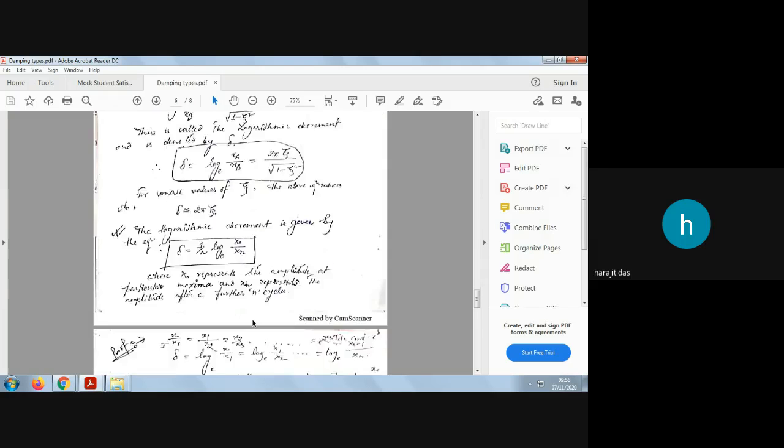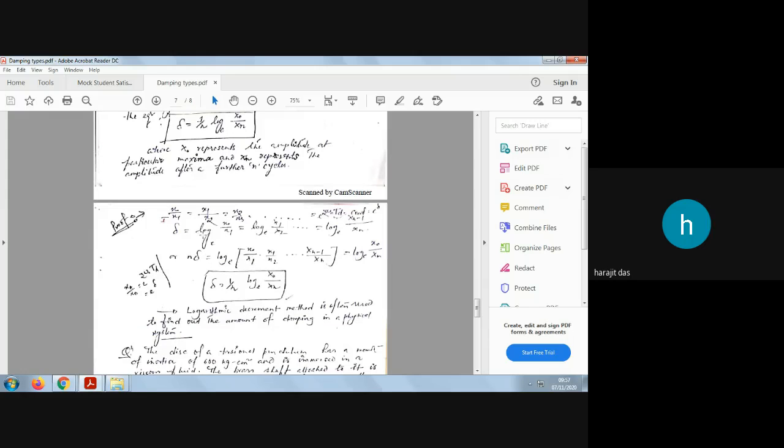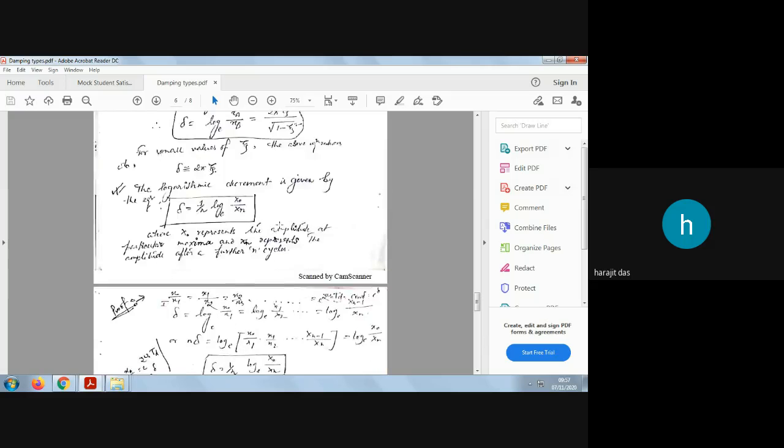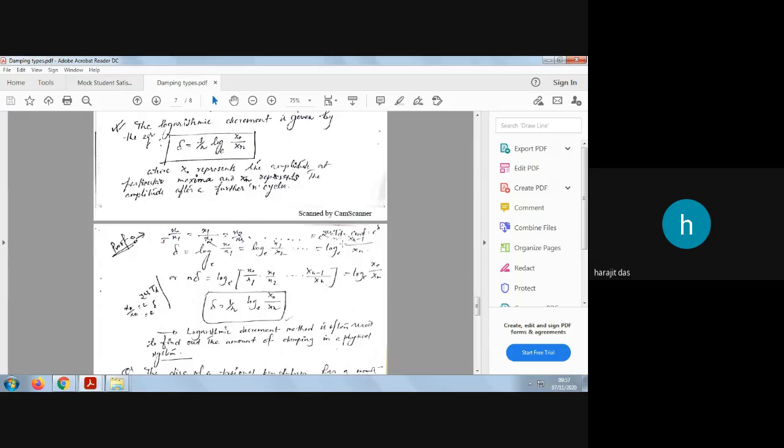Here you can see that x naught represents the amplitude at a particular maximum, and xn represents the amplitude after a further n cycles, means after a number of cycles. So how can you prove that? You know that x naught by x1 equals x1 by x2 equals x2 by x3, which is xa by xb. So it will equal e to the power 2 pi zeta under root 1 minus zeta square. So here it is written.